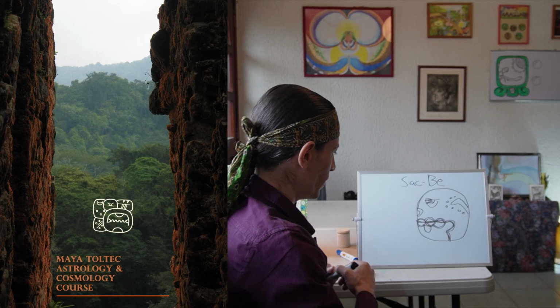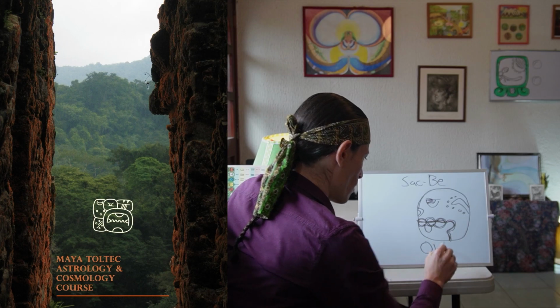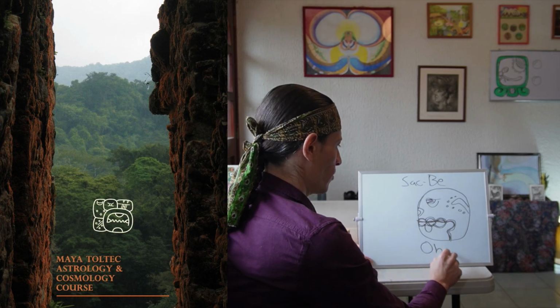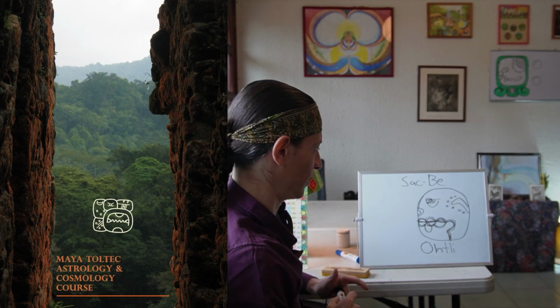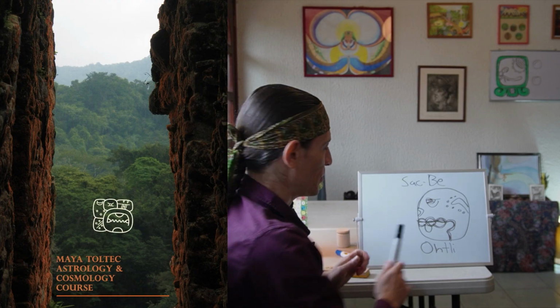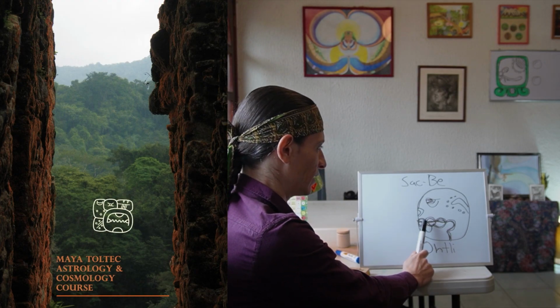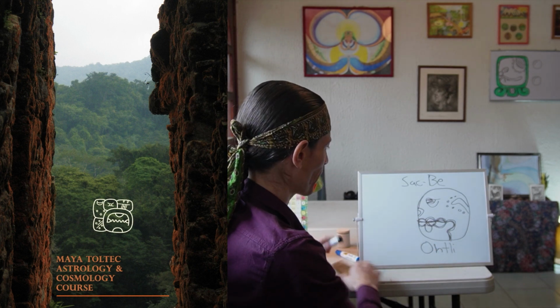But this concept of the be, and now in Nahuatl, ohtli. Ohtli is the path, the road. So it represents the human path, in this case the human path of human experiences, okay?